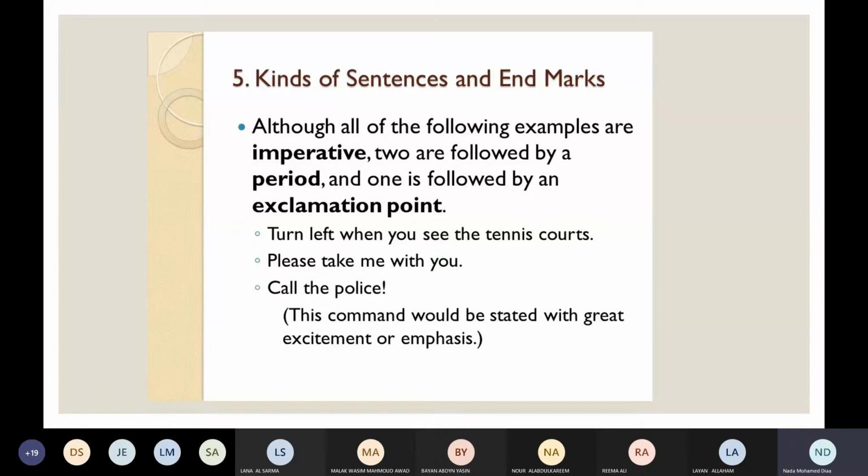Again, a period comes at the end of a declarative sentence. An exclamation mark comes at the end of an exclamatory sentence. You know the exclamatory sentence, like how, wow, what. And what about the imperative sentence? An imperative sentence ends in two ways: once with a period when it is just a command, and the next time with an exclamation mark when it is a strong command, when I give him a strong command.